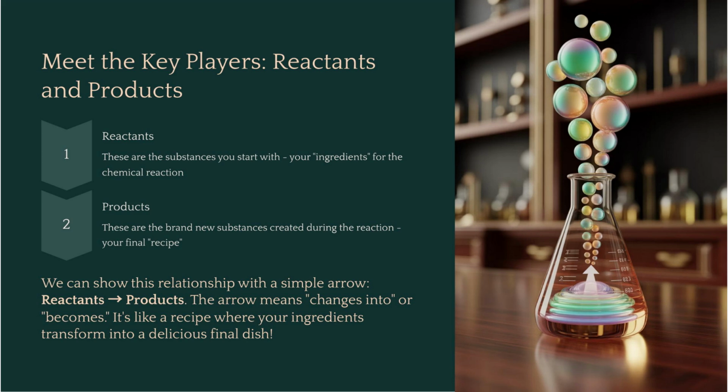To understand a chemical reaction, we need to know two key terms: reactants and products. The reactants are the substances you begin with, the ingredients for your chemical recipe. The products are the new substances that are created. The arrow in a chemical equation shows the direction of the change, moving from the reactants to the products.